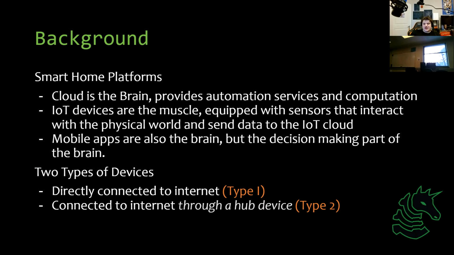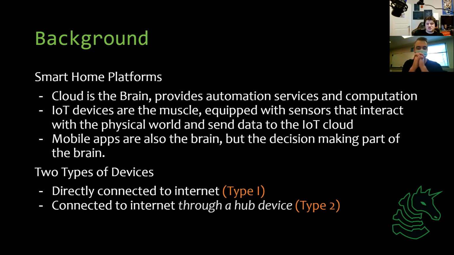Typically the cloud is the brain. It's going to provide the automation services themselves, as well as a fair amount of the computational power, because the IoT devices are just the muscle. They don't really have that much computational power. They're not going to be able to do that much because a lot of them are really small and mostly equipped with a microcontroller. They will interact with the physical data and they could send data to the cloud. That's something like your commands, if it's something like an Alexa, or sensor data, if it's a thermostat or a carbon monoxide detector.